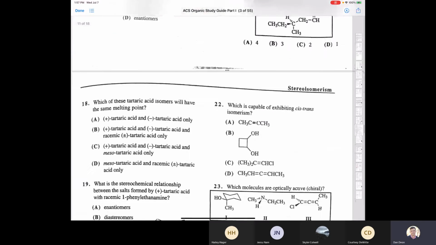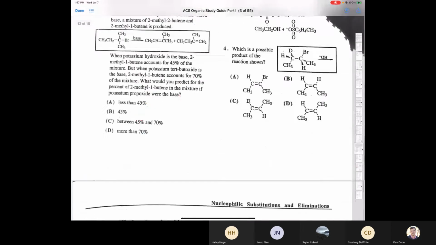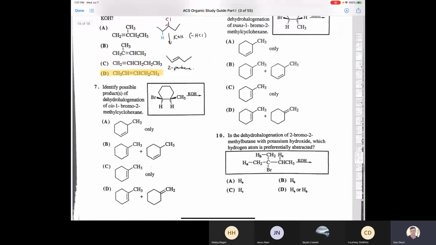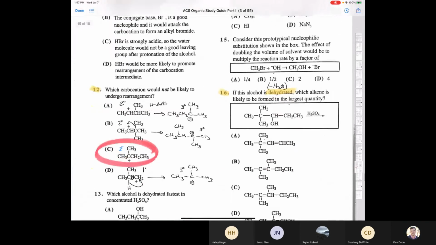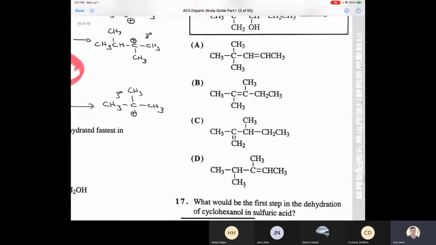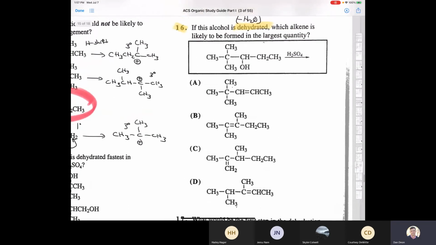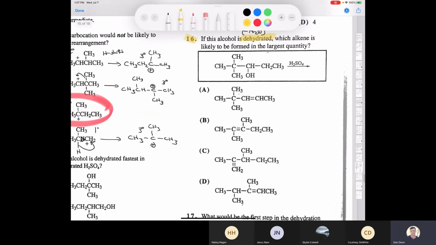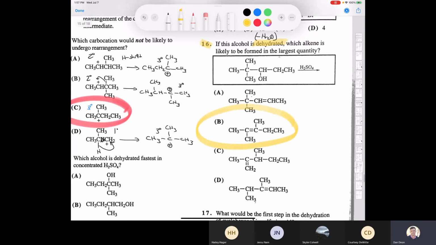Is it question number? With this. There we go. So the answer is B. That's going to be the alkene that's going to be formed in the greatest amount. All right, so that's a good example of a question where I think it would be really handy to actually draw out a mechanism.